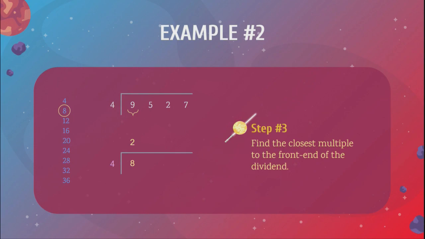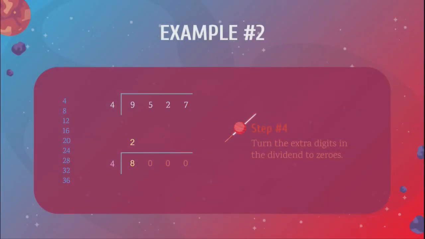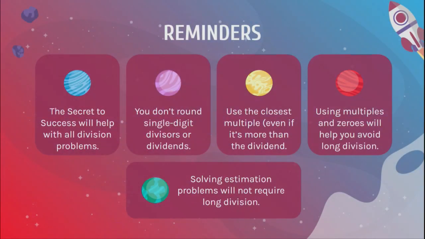We can go ahead and just divide right now, at least the first part of the problem, because it's a nice multiplication fact. 8 divided by 4 is 2. 2 times 4 is 8. Step 4, let's turn any extra digits to zeros: the 5, the 2, and the 7. And step 5, solve the problem. In this case, 0 is not divisible by 4, so in a sense, we're just bringing up those zeros. 2,000. I'm telling you, the secret to success will help you in all division problems.